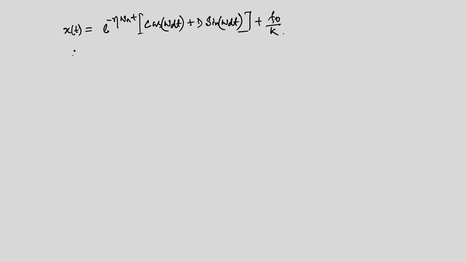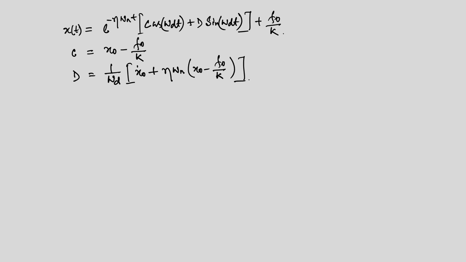And then definitely we can write down the total response. So, in this case, total response, if I write down, will be what? E to the power minus eta omega n t, C cos omega d t plus d sin omega d t, plus f naught by k. So, what is C? C is equal to x naught minus f naught by k, and d is equal to 1 by omega d, and then we have x naught dot plus eta omega n within bracket x naught minus f naught by k. So, that is the complete solution when we have a forcing function which is constant.